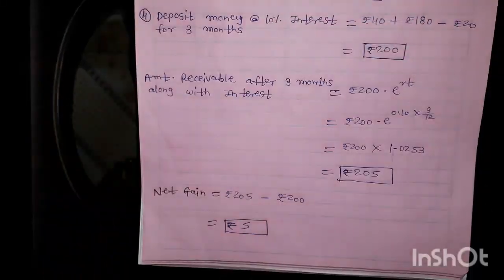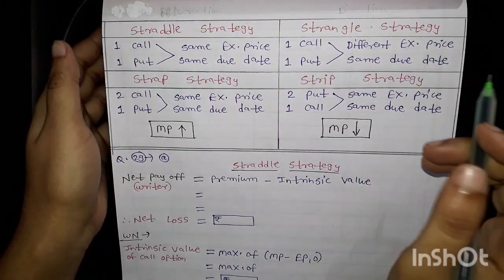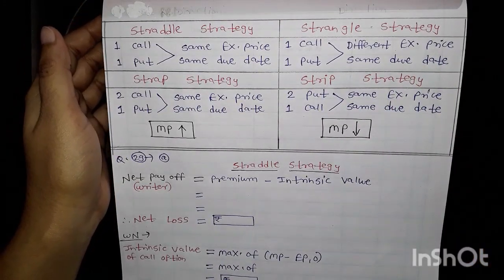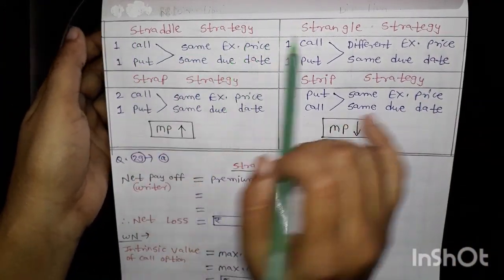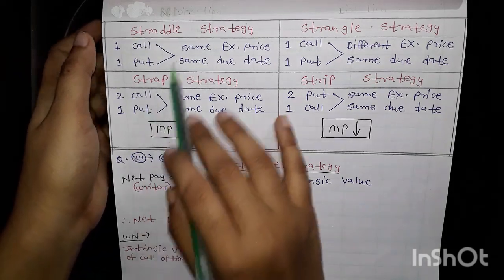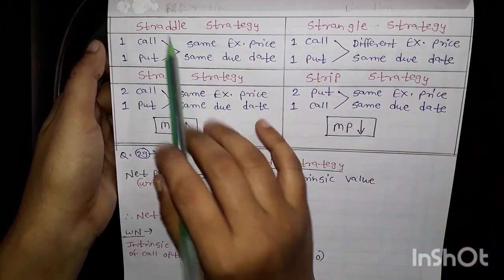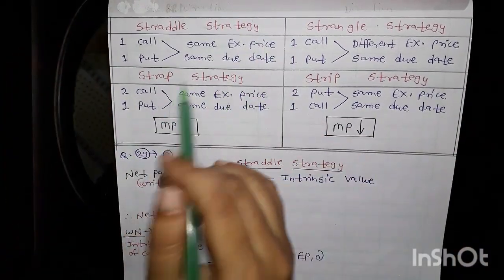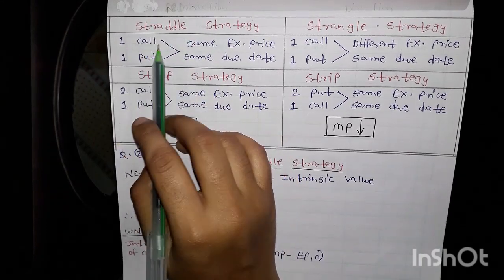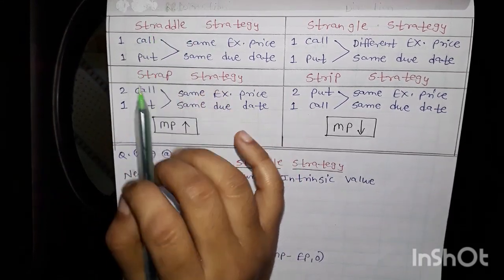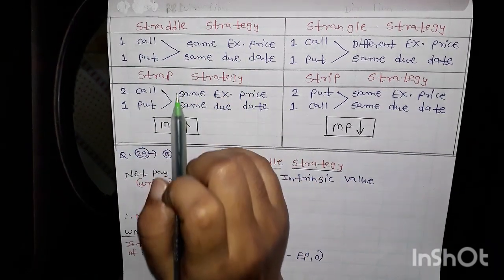Now we will go for illustration number 29. Before starting illustration number 29, we should understand the strategies. First of all, there is the straddle strategy and the strangle strategy. After that, we are going to understand the strap strategy and the strip strategy. In the case of the straddle strategy, in the question they have told that the investor is going to follow the straddle strategy. It means one call and one put option, with the same exercise price and the same due date.